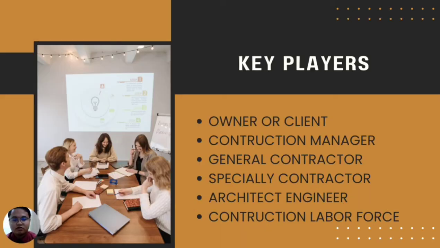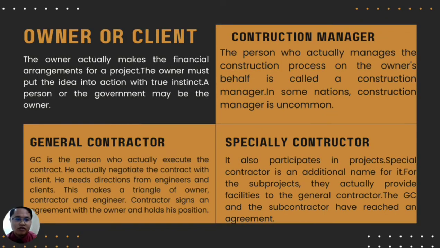The third process involved in construction technology is key players. First is owner or client, second construction manager, third general contractor, fourth specialty contractor, fifth architect engineer, sixth construction labor force. First is owner or client.